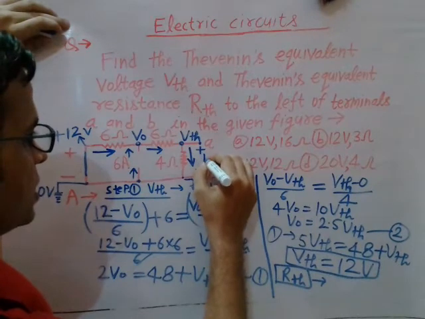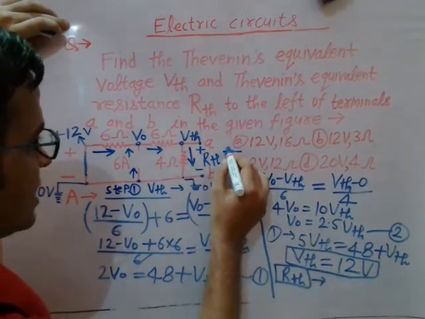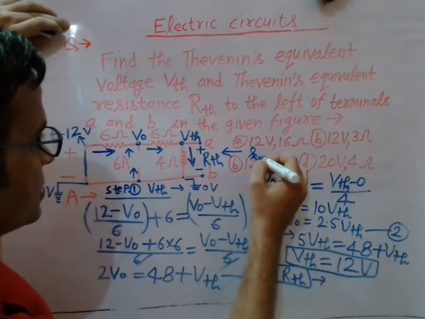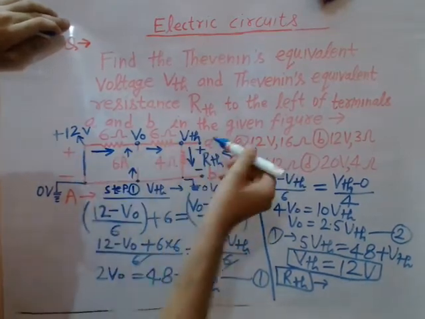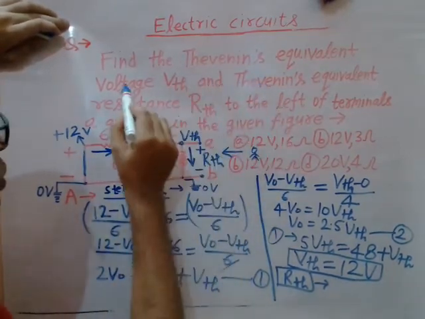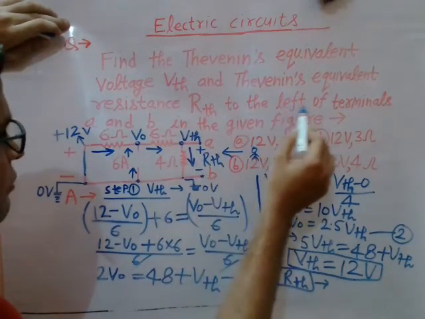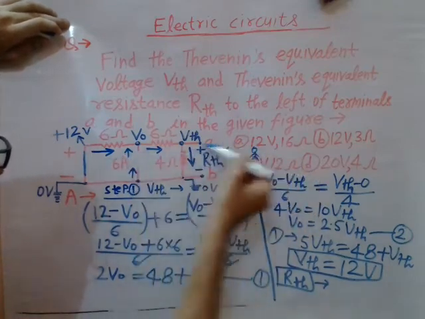So RTH, when you want to find out, you will have to look like this. You should stand here like this and look at the terminal towards the left, right? Because he is saying you want to find out Thevenin's equivalent VTH and RTH to the left of the terminal. So that means you should look to the left side, right?